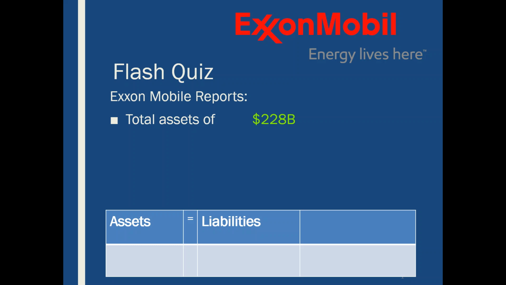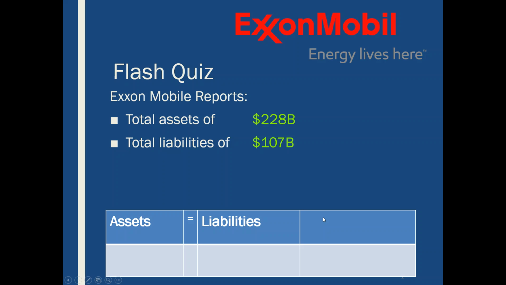We learned in the last chapter that we have this accounting equation, which is assets equals liabilities plus, wait for it, that's right, owner's equity. So I'm going to give you a little flash quiz here and see if you remembered chapter 1. If I am ExxonMobil and I have total assets of $228 billion, and then I have total liabilities of 107, then what's missing? I've got to figure out what my owner's equity is.